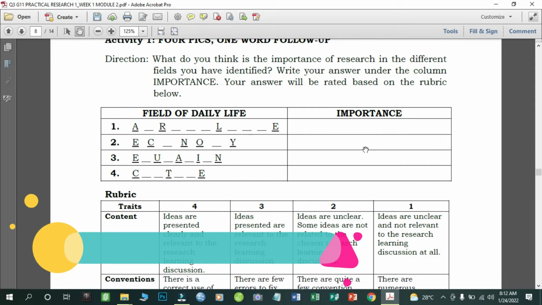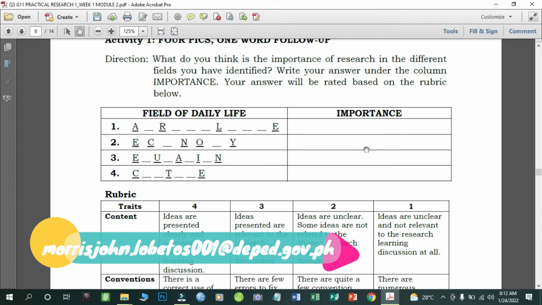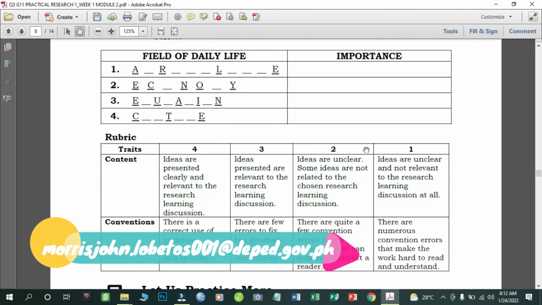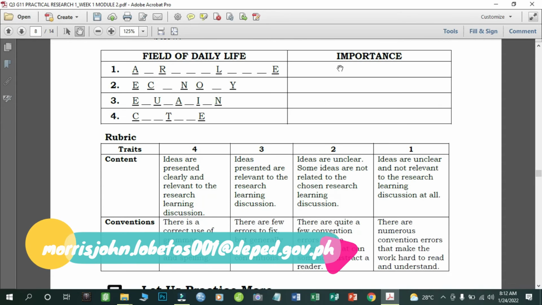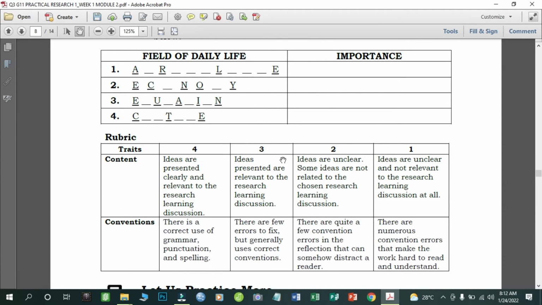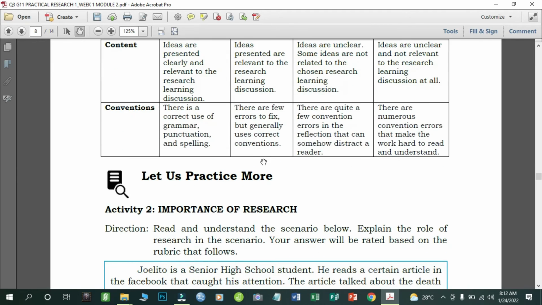My email is posted on the screen. For the rubrics for grading your output, we have a total of 8 points. 4 points for content: ideas are presented clearly and relevant to the research learning discussion. And conventions: there is correct use of grammar, punctuation, and spelling. So you explain your answers comprehensively to have these 8 points.